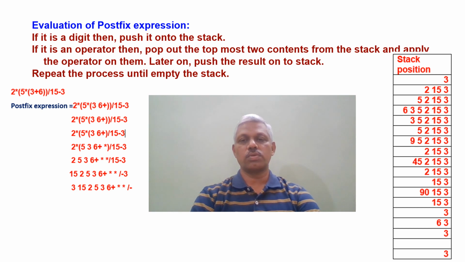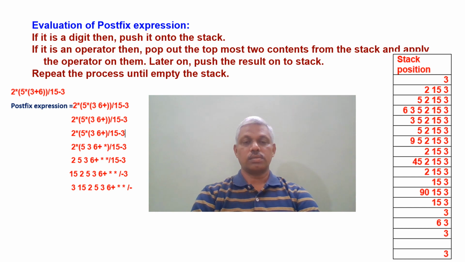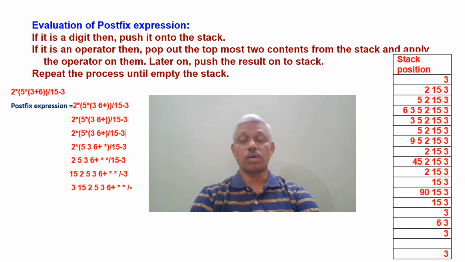So 6 is popped out, 3 is popped out, and then operated on. 6 plus 3, 9 is pushed into the stack again. So 9, 5, 2, 15, 3 is the stack at that position. Once that is done, star is the operator. Then again the topmost 2 elements are picked up. 9 comma 5 are picked up. 9 5s are 45, pushed into the stack. Again another star is encountered. 45 comma 2 are popped out. 45 2s are 90, pushed into the stack again.